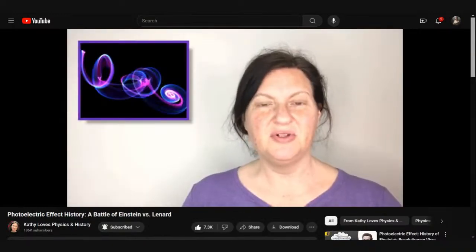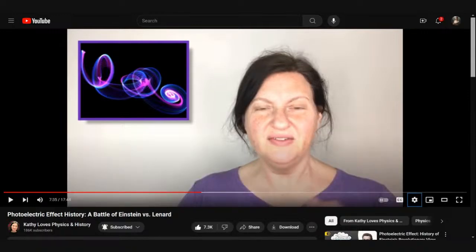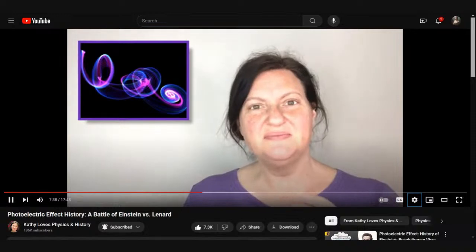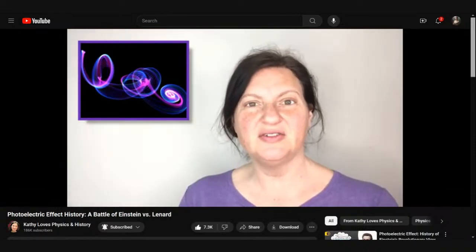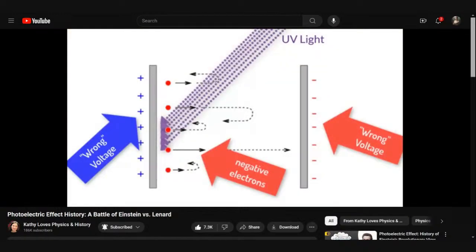Leonard was very upset and pushed everywhere that he was unfairly treated. Determined to make his mark some other way, Leonard continued to study the particles created by ultraviolet light in a vacuum tube. Leonard found that if he added a voltage the wrong way, he could drive the electrons back to the irradiated plate, quote, in the same way as a stone thrown upward falls back to the ground.